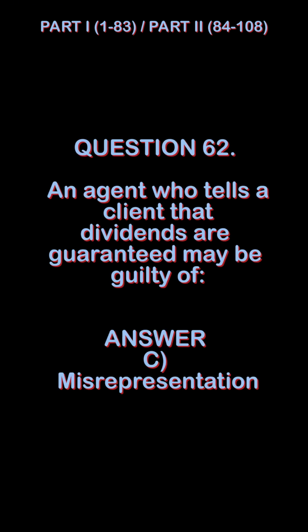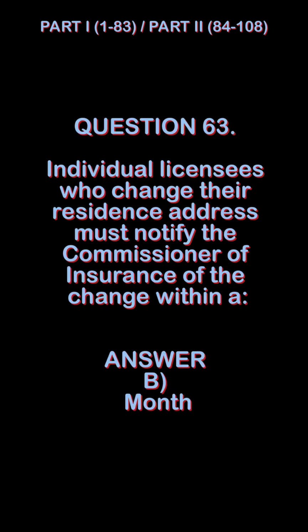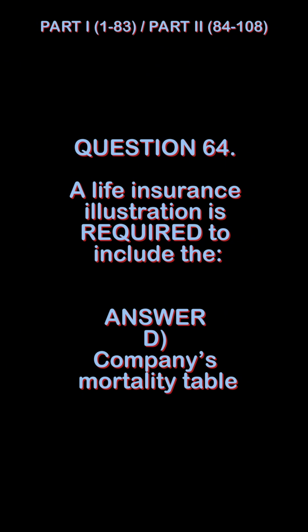Question 62. An agent who tells a client that dividends are guaranteed may be guilty of. Answer C. Misrepresentation. Question 63. Individual licensees who change their residence address must notify the Commissioner of Insurance of the change within a. Answer B. Month. Question 64. A life insurance illustration is required to include the. Answer D. Company's mortality table.